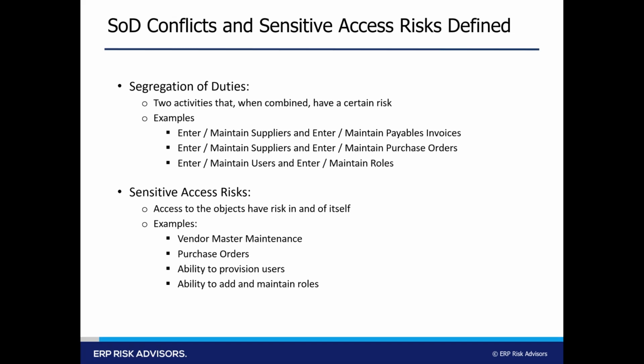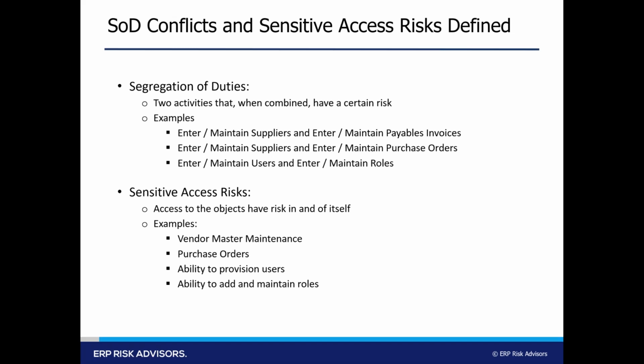So if I take the second example on the SOD side, where they have both suppliers and POs, the role has it. If you test role design and you're looking for a segregation of duties within a role, then that role will have it, and that'll pop as an SOD risk.